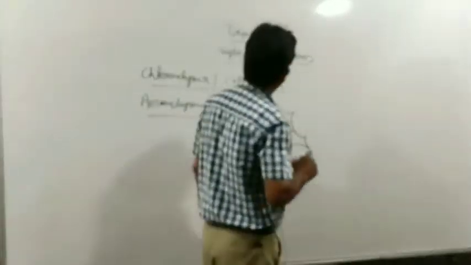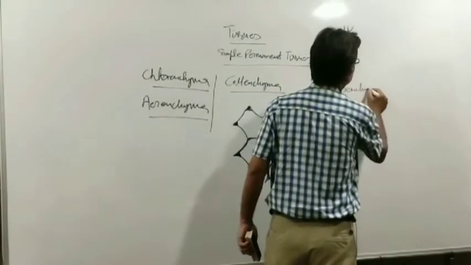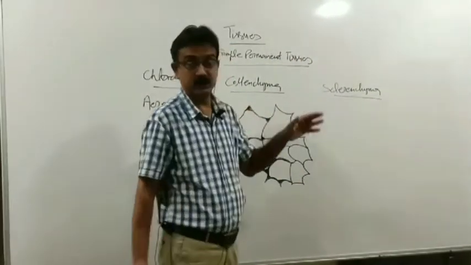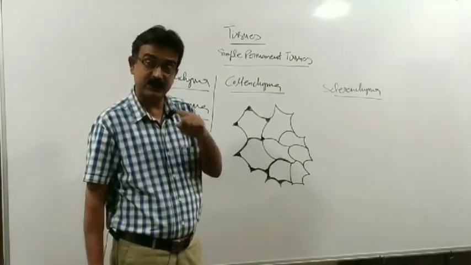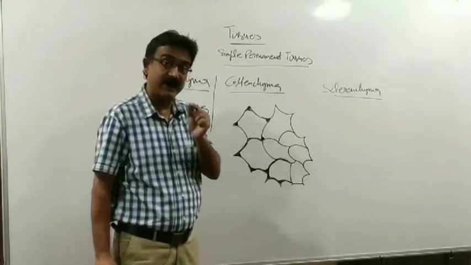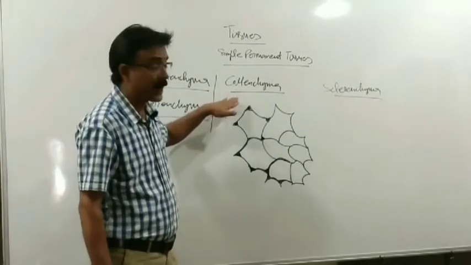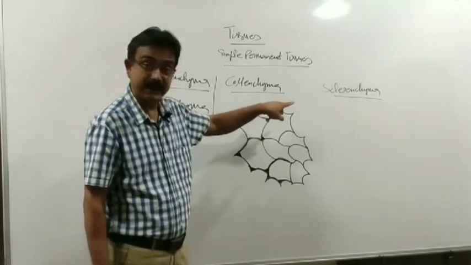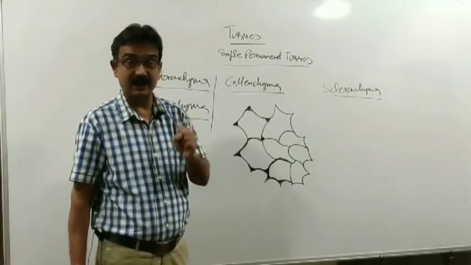Now the next type of simple permanent tissue is what? Sclerenchyma. Sclerenchyma is also another type of simple permanent tissue. It is very important because it provides mechanical strength to the plant with rigidity. And I repeat, it provides mechanical strength to the plant with rigidity. Earlier I told you Collenchyma provides mechanical strength with flexibility, and Sclerenchyma provides mechanical strength with rigidity. It means plants are rigid, plants are strong.